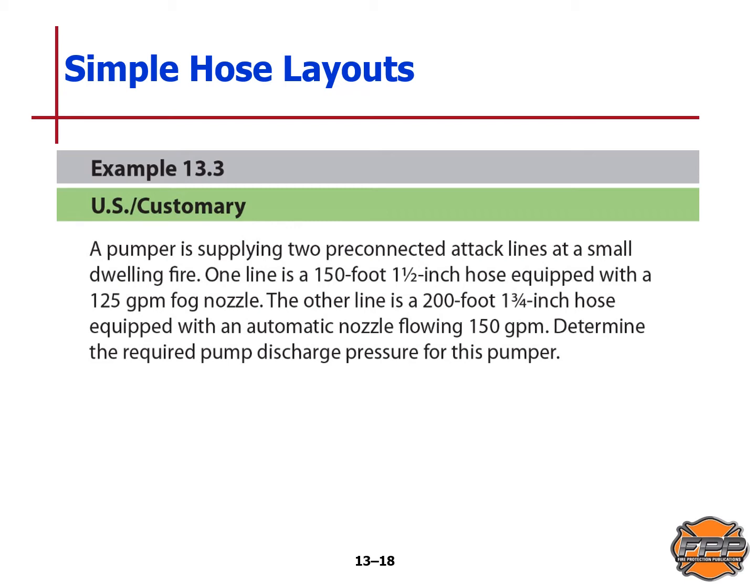Here's an example to look at. This is 13.3 from your book. A pumper is supplying 2 pre-connected attack lines at a small dwelling fire. One line is a 150-foot, 1.5-inch hose equipped with a 125 gallon per minute fog nozzle. The other line is a 200-foot, 1 3/4-inch hose line equipped with an automatic nozzle flowing at 150 gallons per minute. To determine the required pump discharge pressure for this pumper.